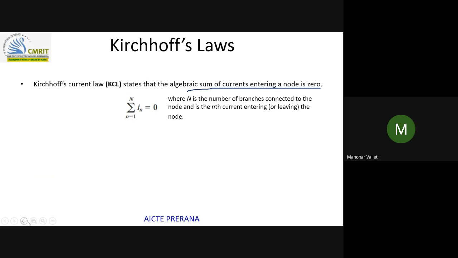Where n is the number of branch currents, and In is the nth current entering the node. So if we consider this is node n, how can I write KCL for this? I will follow sum of leaving currents equal to 0. Consider any one only. Don't consider both, later the equations become wrong. Sum of leaving currents equal to 0.